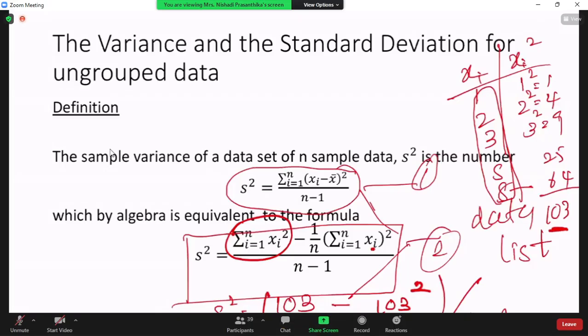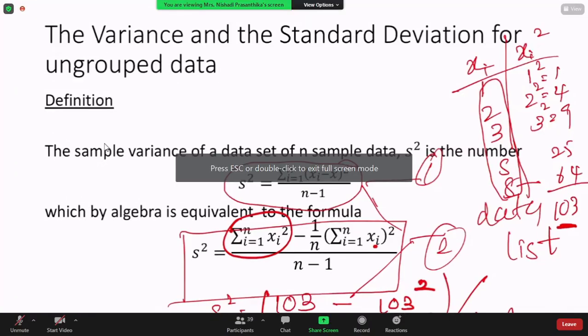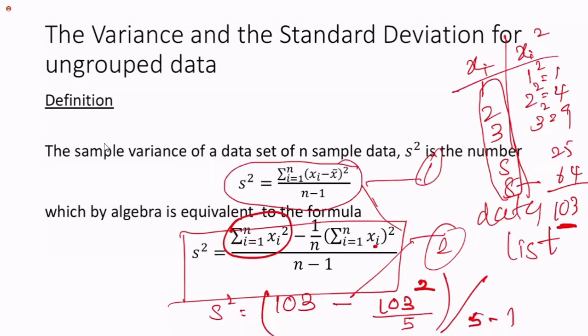If you want me to discuss it again, I will briefly explain those terms. Here, sigma xi squared means first you need to calculate the x squared values, then get the summation, minus 1 over n, n is 5 now, 1 over 5 times sigma xi whole thing squared, 103 squared, and that should be divided by n. Here we have the 1 over n coefficient, and the whole thing divided by n minus 1, 5 minus 1, that is 4. After simplifying this, you will get the variance.